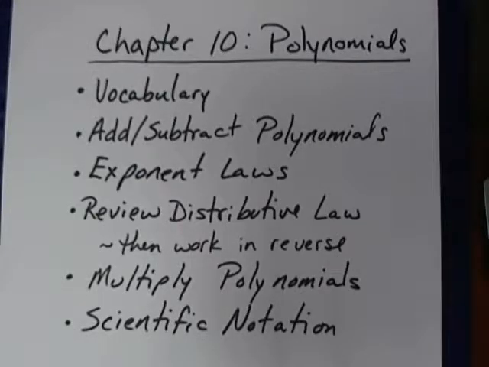So what are we going to cover today? Well, we're going to go through a little vocabulary. Most of it we already know, but we need to make sure that we understand these terms. And then we're going to add and subtract polynomials. We're going to go through a few exponent laws. We're going to review the distributive law, and then we're going to work it in reverse. And then we're going to multiply some polynomials, and we're going to talk about scientific notation. Some of this might not exactly be in this order, as I'm going to shuffle in the distributive law a little bit early, and then return to it a little bit later to talk about the reverse. But those are the concepts that we are covering in Chapter 10 on polynomials.